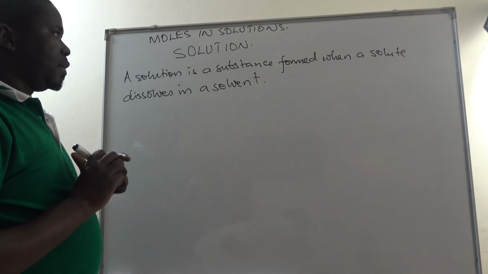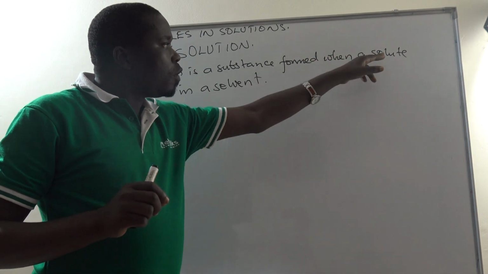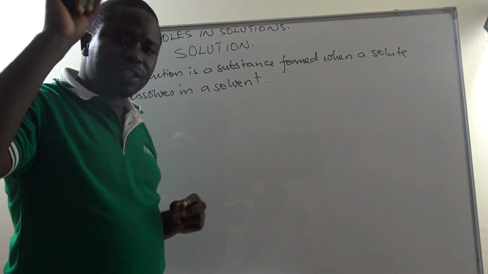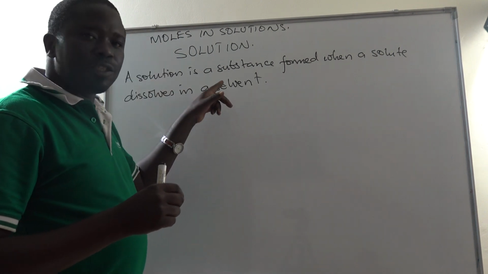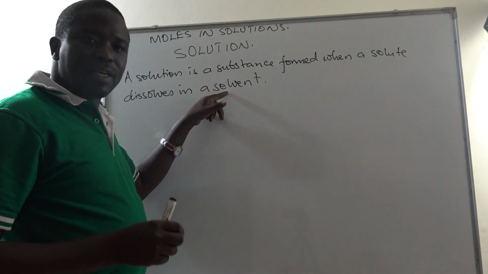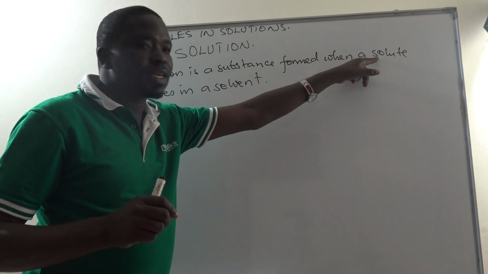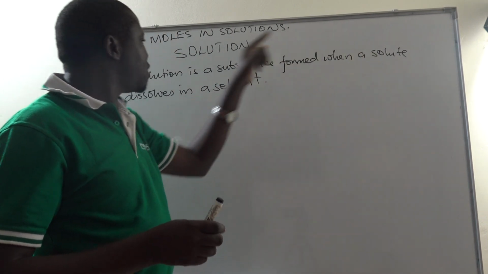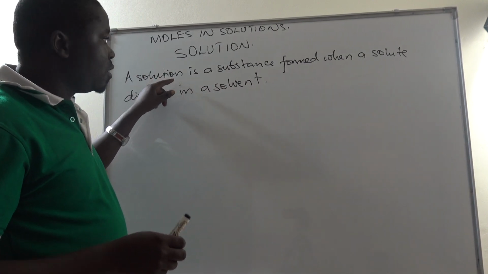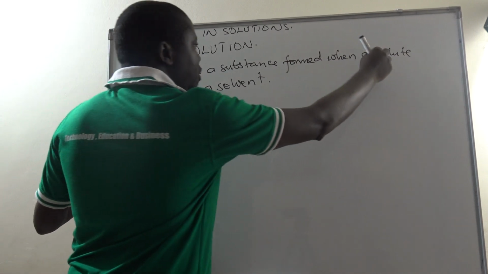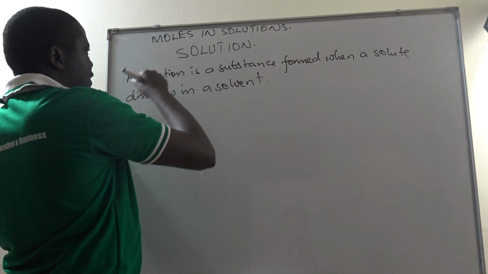Now, mark one thing. A solute can be a solid, it can even be a gas. If it is to dissolve, it must dissolve in a suitable solvent, in its own solvent. Now, a solvent is a liquid in which a given solute can dissolve. So if a solute dissolves in a solvent, that's when we get what we call a solution.